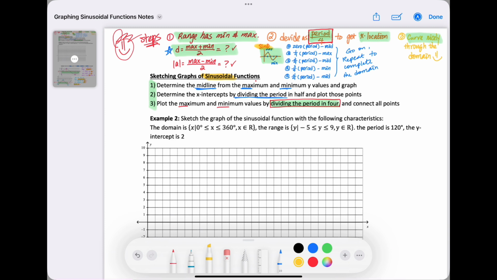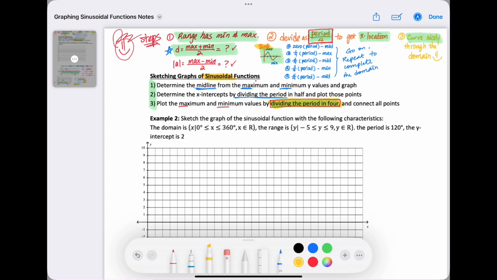I like to start with the range first. That gives me my minimum and maximum. Once I know those two values, I can get the D value, which will be my principal axis. With the maximum and minimum, I can also get the amplitude, how high and how low my curve can bounce back and forth. Now, something special about sketching is that we get to use the period, and we divide the period by 4.